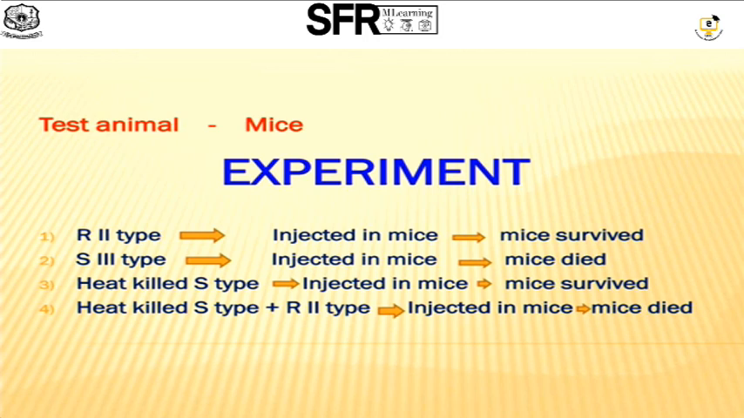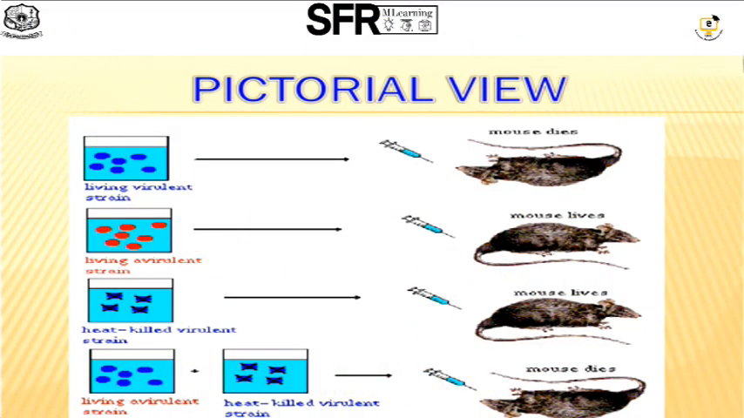Then heat-killed S type plus R2 type, so both were combined, was again injected into the mice. After that, the mice died. These are the basic or fundamental phenomena of the Griffith experiment.